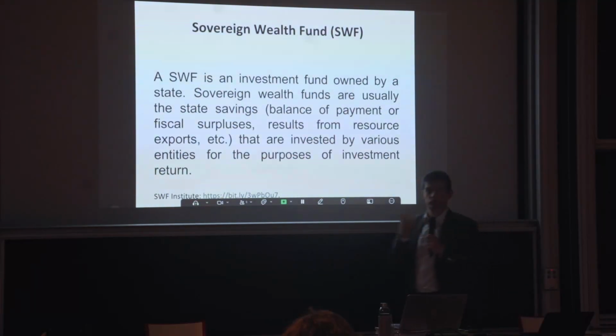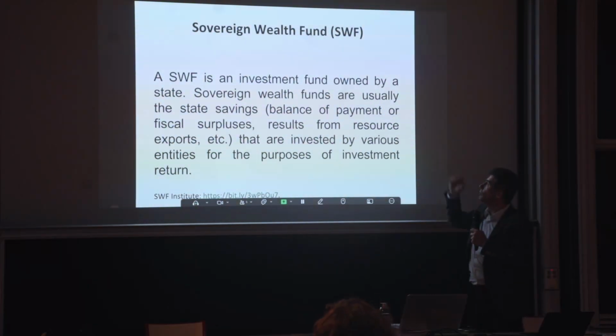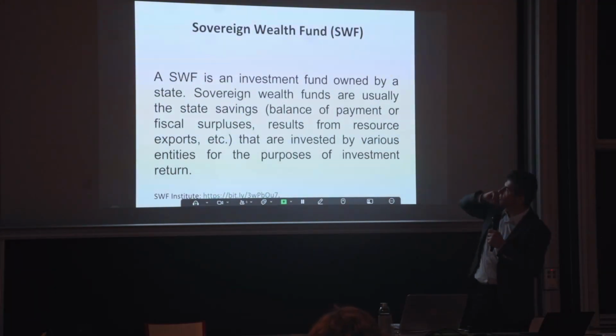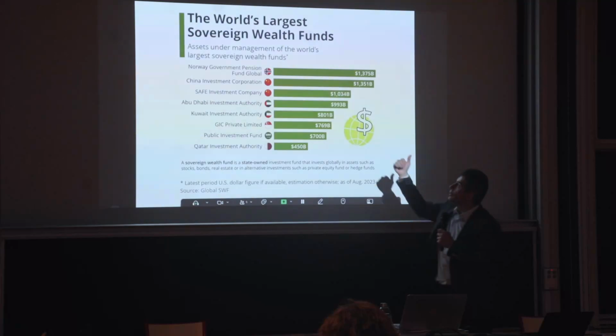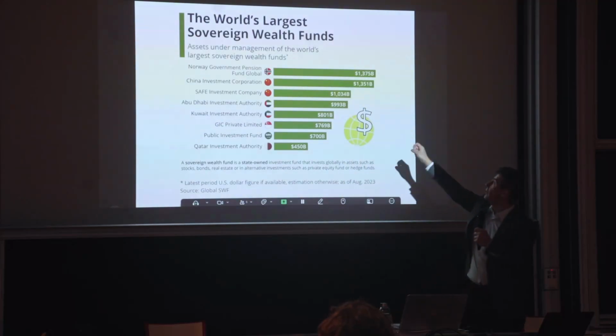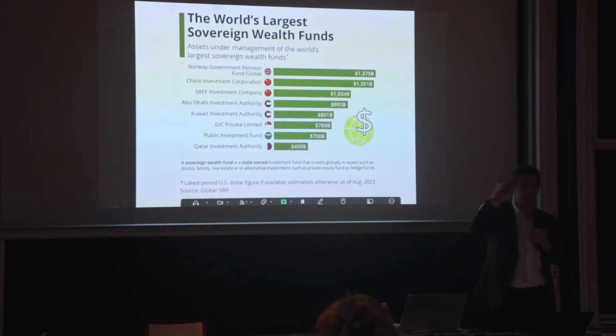And of course, we cannot talk about successes without thinking of sovereign wealth funds. You probably know what a sovereign wealth fund is. This is an investment fund which is owned by a state. They are usually composed of the state savings, the balance of payment or fiscal surpluses. And when you look at the sovereign wealth funds in the world, the highest one is Norway's, the Norway Government Pension Fund. It's evaluated at $1.3 trillion. So it's a huge amount that is invested by Norway for future generations. The idea is to save and to invest for future generations.